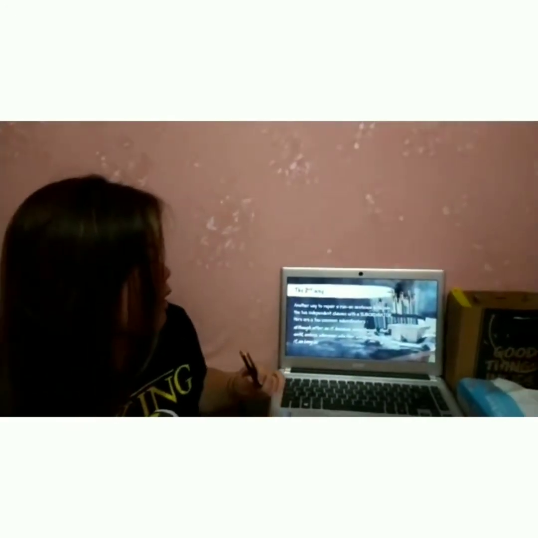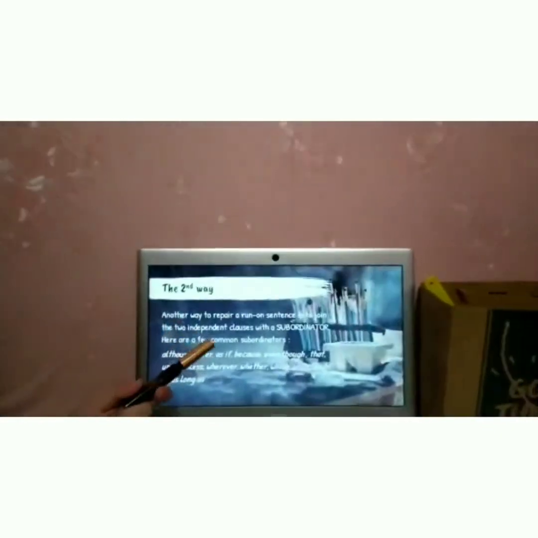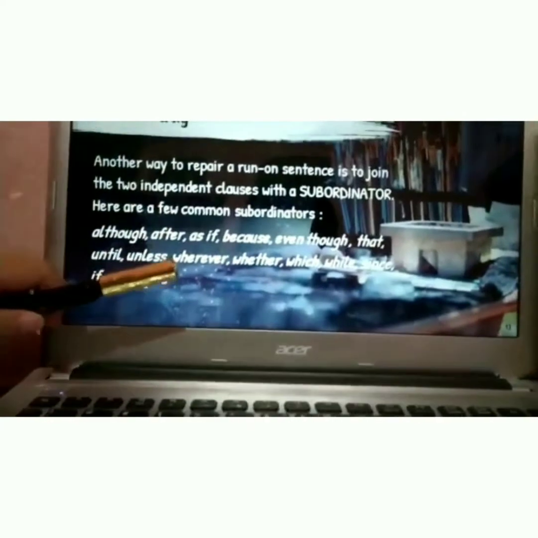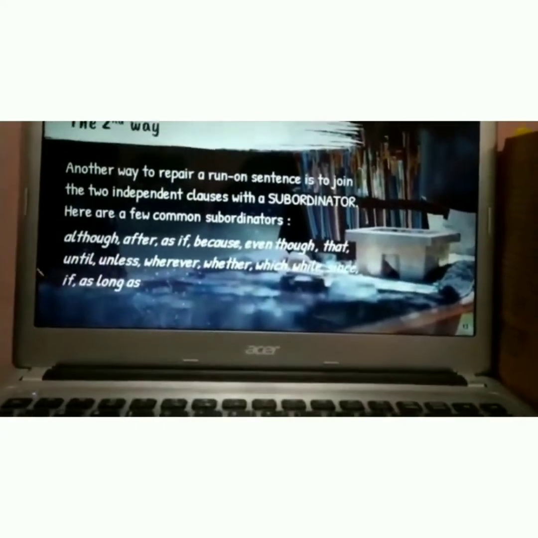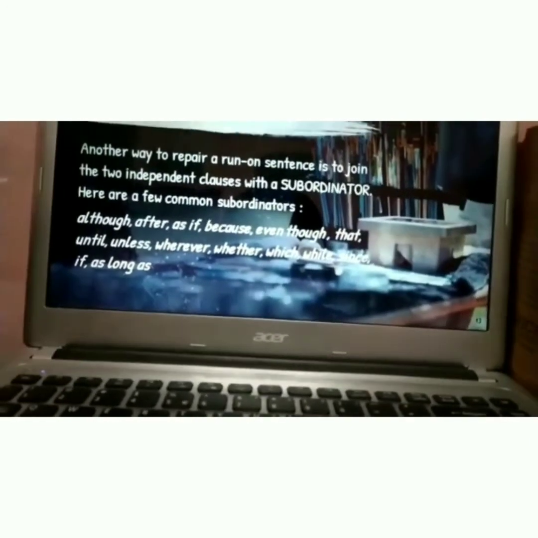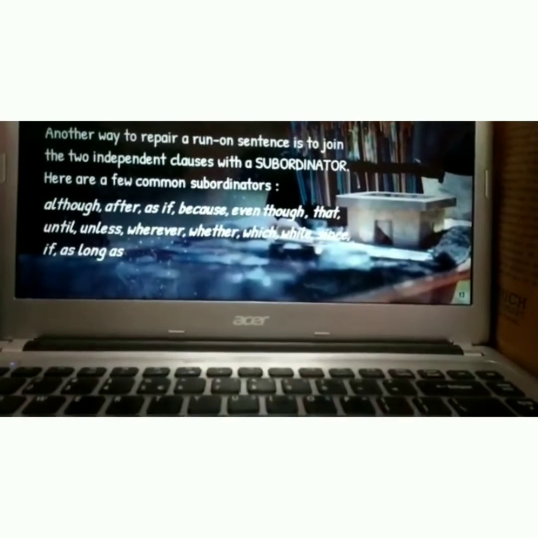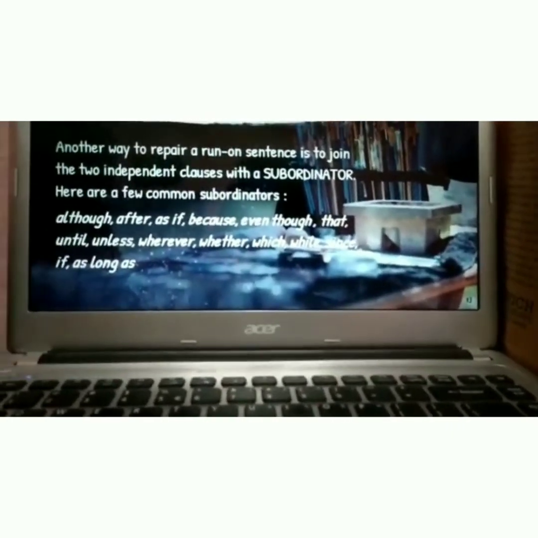And the second way to fix a run-on sentence is to join the two independent clauses with a subordinator. Here are a few common subordinators: although, after, as if, because, even though, that, until, unless, wherever, whether, which, while, since, if, as long as.